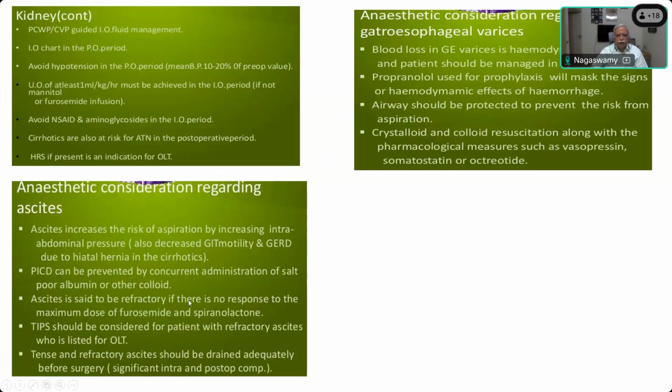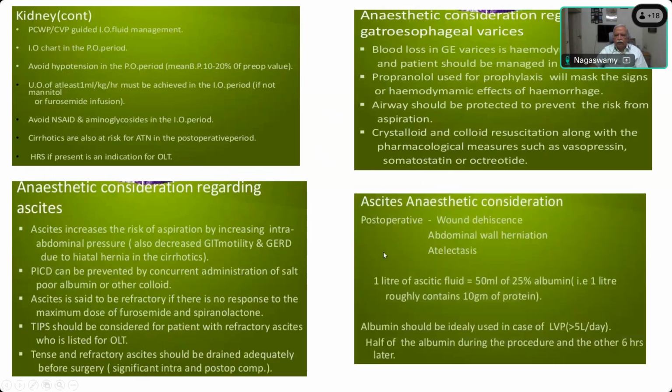Ascites is said to be refractory if there is no response to the maximum dose of furosemide and spironolactone, and then paracentesis should be considered. It is something like a dialysis for the kidney, and is a very important intervention for liver failure patients. And tense and refractory ascites should be drained adequately before the surgery.